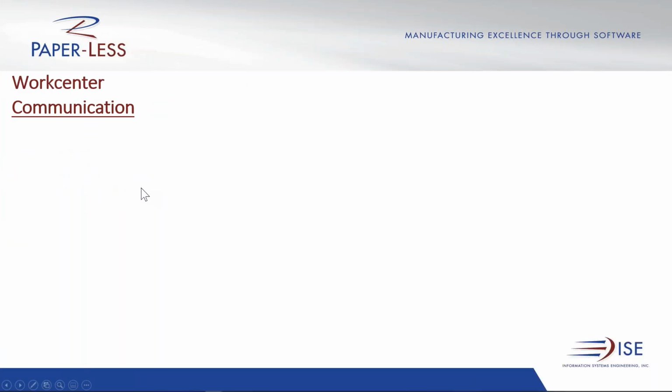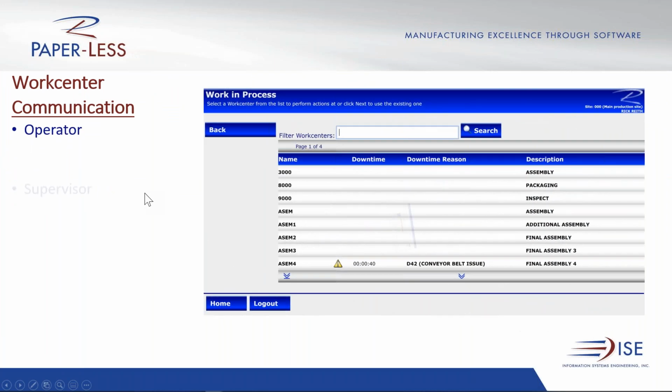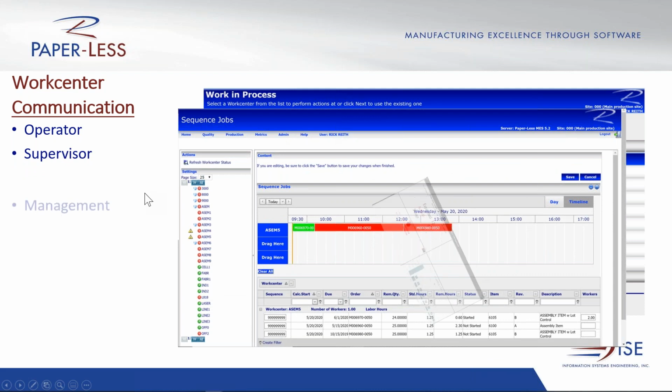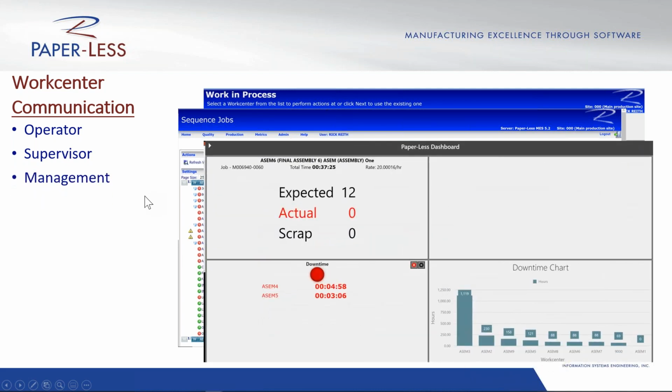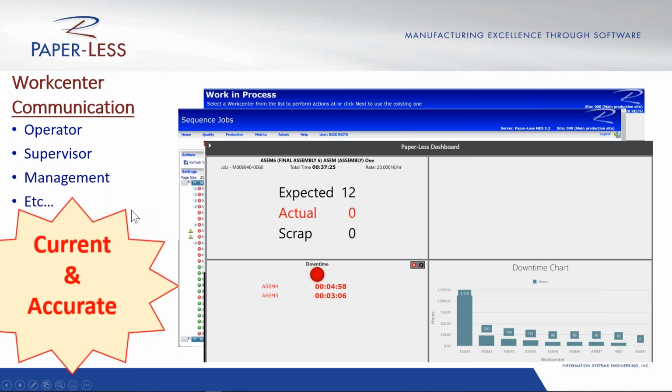The next thing we're going to look at is work center communication, which is, again, down to the operator level or the supervisor's level and manager's level, etc. But there are different levels here where I want to communicate information to and from the shop floor. You think about things like what's running. Is it running ahead? Is it running behind? Do I have any downtime for any work centers out there? What's expected versus what's actual? And again, everything is current and accurate.